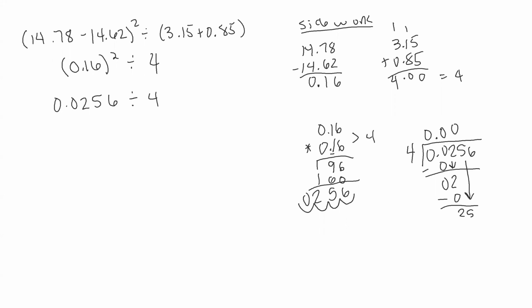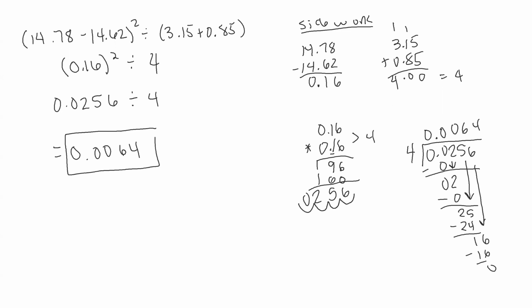4 into 25 is 6. 6 times 4 is 24. I get 1 left over, drop down the last digit of 6. 4 into 16 is 4. There's your 0 remainder. So our final answer is 0.0064. And there you have it.